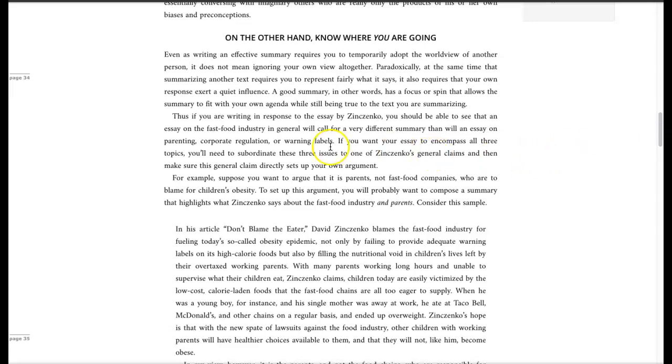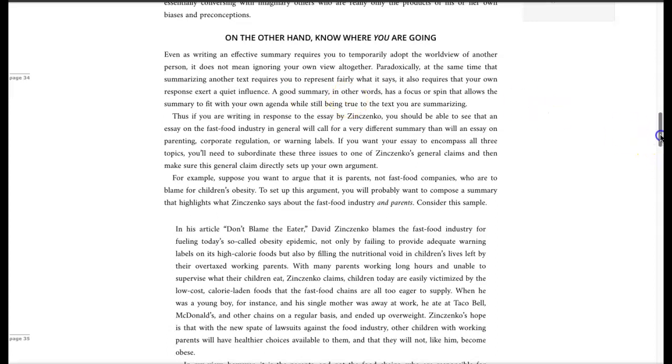Now, one of the other things that we want to keep in mind is that when you're writing a summary, you have to know where you are going. So, for example, if you know that you disagree with Zinczenko, or you know that you agree with him, you should probably try to include examples in your summary that you can go ahead and discuss later on in your response. So it's important that you know where you're going, because sometimes students summarize a passage or an article and then they don't connect it back to the response. So it's important that you kind of know what your response is going to be, and in the summary you highlight the main points that you want to respond to.